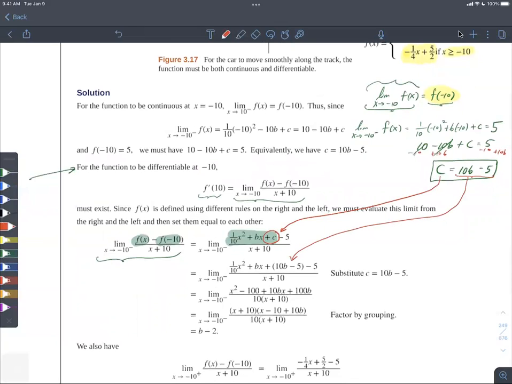Now we try to simplify. Let's go ahead and take a look at what got simplified. At the same time here, they multiplied by 10 on both the top and the bottom to try to get rid of any fractions, mostly this 1/10 here. And so if we multiply everything by 10, notice we have x squared minus 100. The minus 100 comes from this negative 10 here, multiplied by that 10 on the outside, plus 10bx plus 100b over 10 times x plus 10.